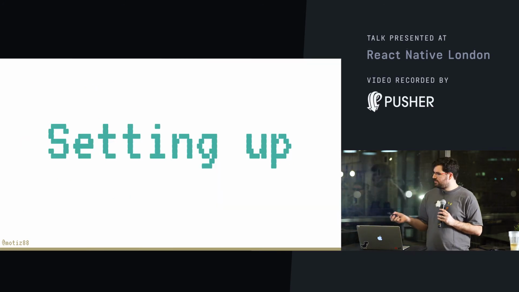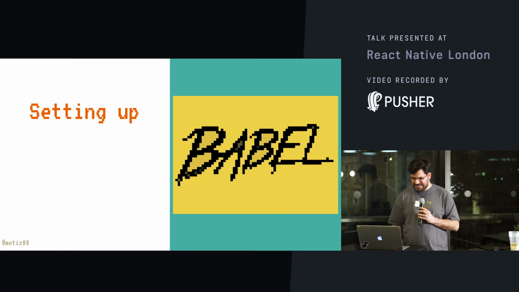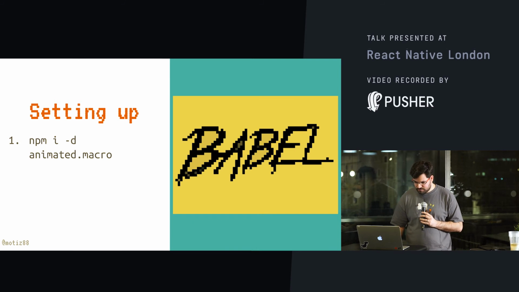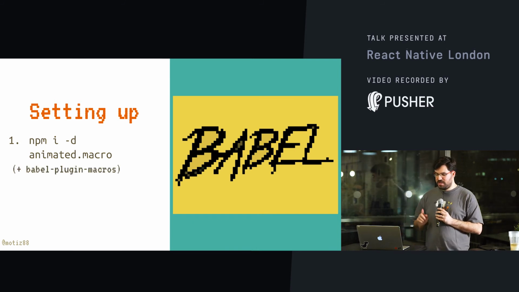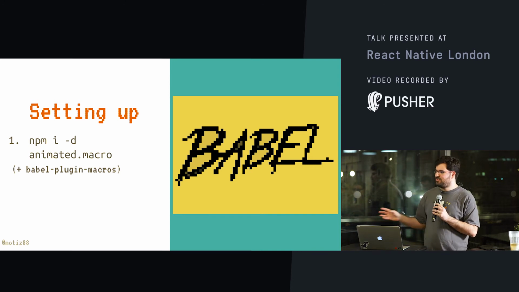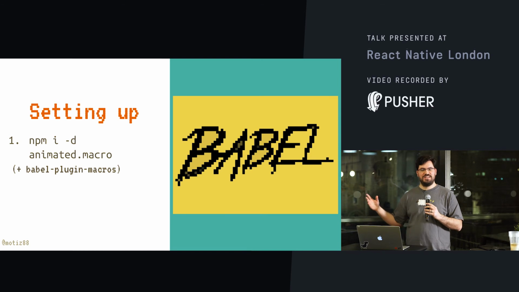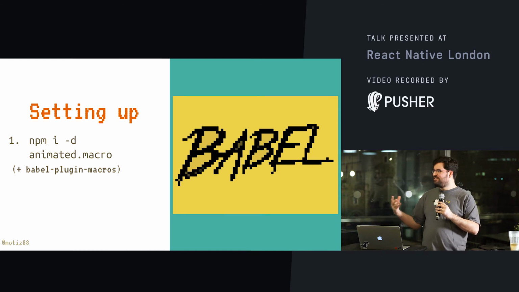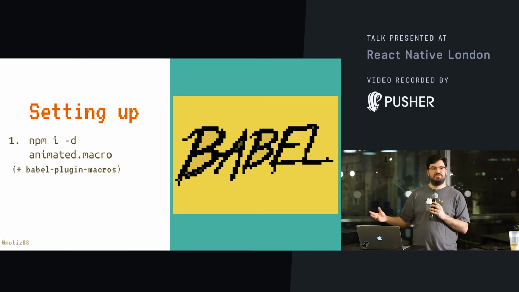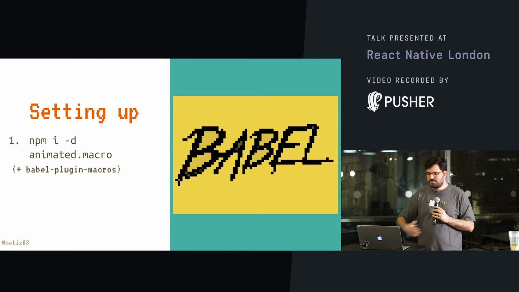So just a bit about setting up with this. It is as easy as installing the package from npm, setting up Babel plugin macros if you haven't already, and you should. If you're using any kind of JS to JS transformation, any kind of language enhancing modules, you should probably check if they have a macro version, because this is much easier to set up.